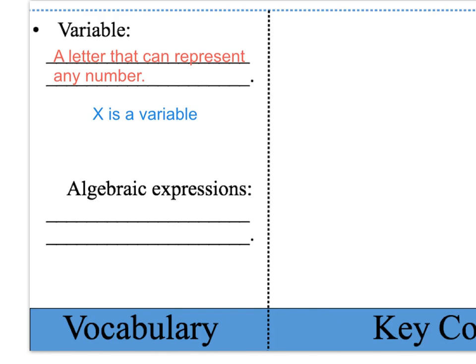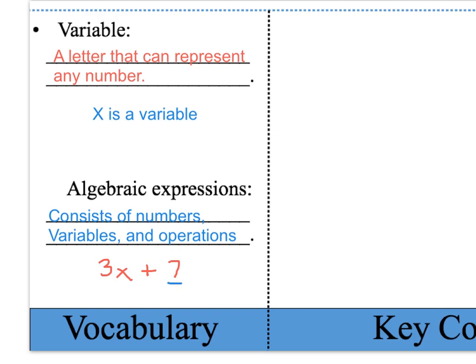The second vocabulary word is called algebraic expression. And an algebraic expression consists of numbers, variables, and operations. So this is an example of an algebraic expression. It doesn't have an equal sign. It has numbers, it has a variable, and it has an operation sign.